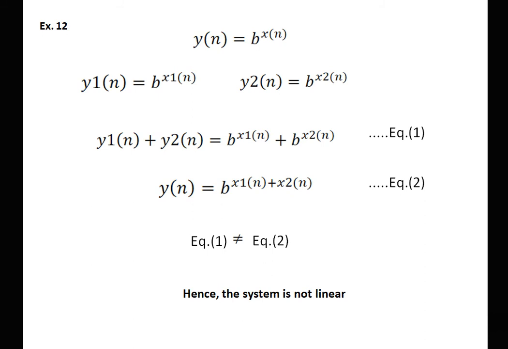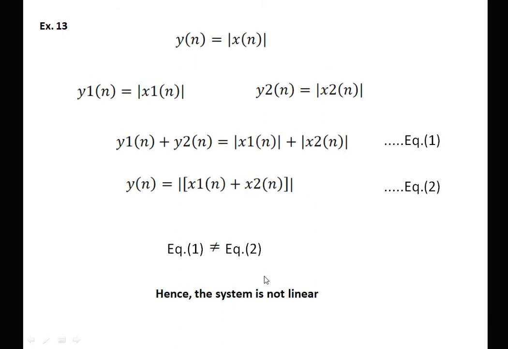Next example, y of n is equal to b raised to x of n. We can easily say that this system is non-linear in nature, because adding the two responses, we get the answer b raised to x1n plus b raised to x2n, and when we replace x by x1n plus x2n, we get the answer y of n is equal to b raised to x1n plus x2n. Equations 1 and 2 are not the same. The system is non-linear in nature.